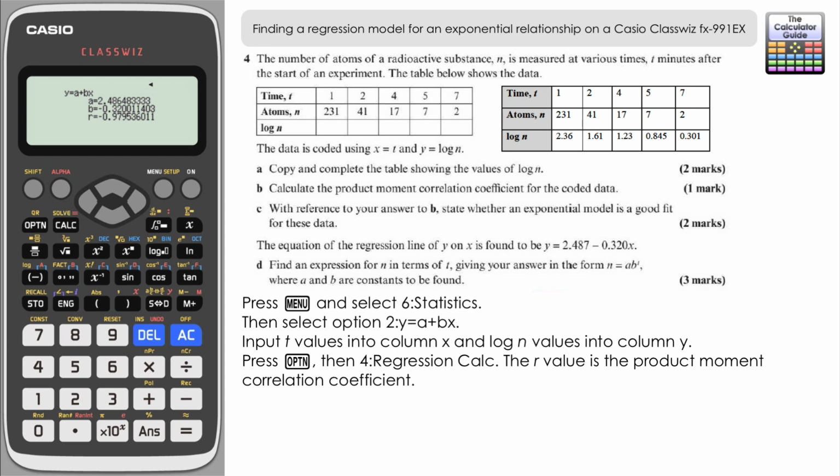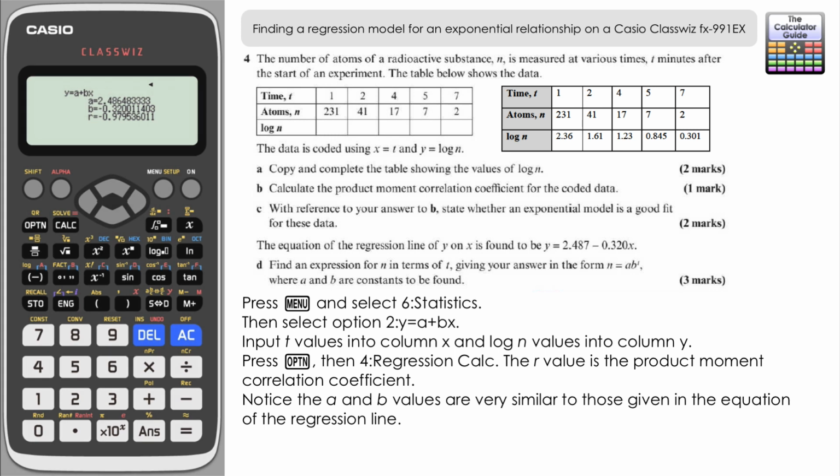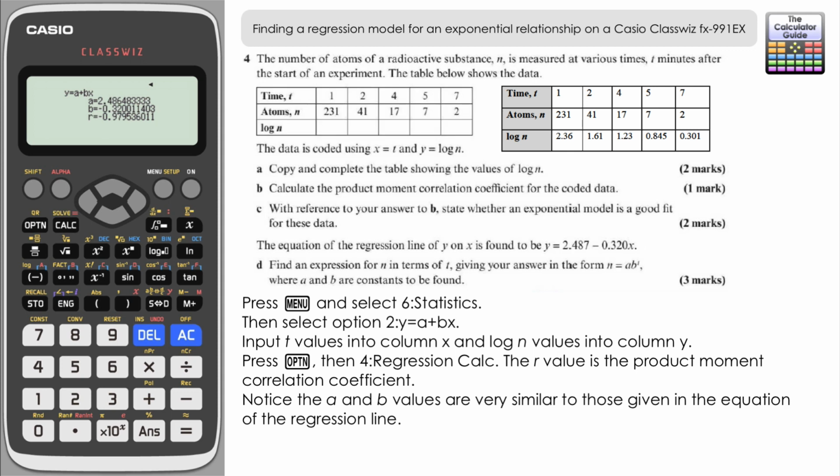Before we move on to part C, let's just take a look at the A and B results that we have here. These are essentially the intercept and the gradient of the equation of the regression line that we have. And you can see they are very, very similar to the equation of the regression line that we're actually given just above part D here. You can see there's a slight rounding difference in part A. We've got 2.486, they've got 2.487. Maybe if you used stored and recalled values, you've got 2.487 there, a slightly more accurate answer.